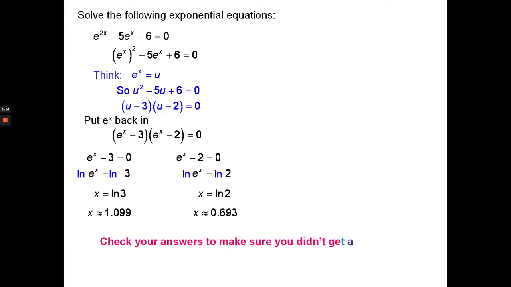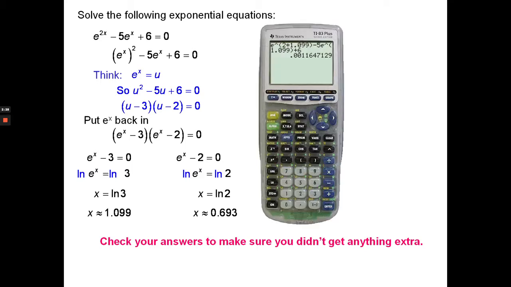Now, this is really important on all of these problems. You have to check your answers. By the simple way of our solving, we can get extra answers, and you never know when they're going to pop up, so you have to check them all. You can just use your calculator, and I did the first one. So e to the 2 times 1.099 minus 5e to the 1.099 plus 6. Make sure you close the parentheses on your exponent power, or use your arrow keys to get out of the exponent depending on your operating system on your calculator.